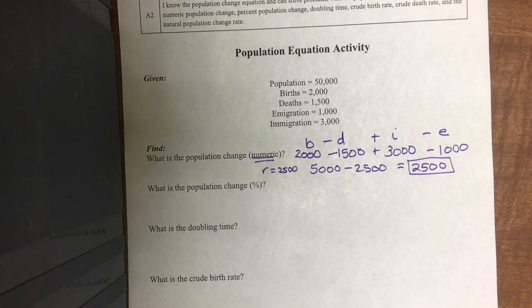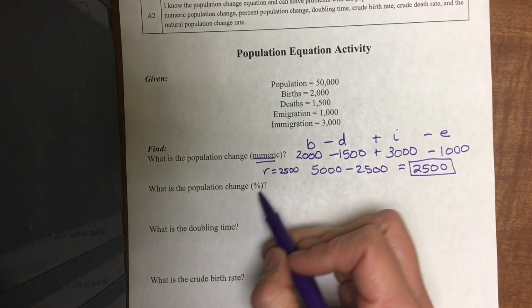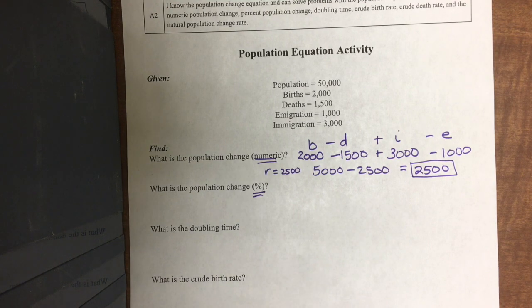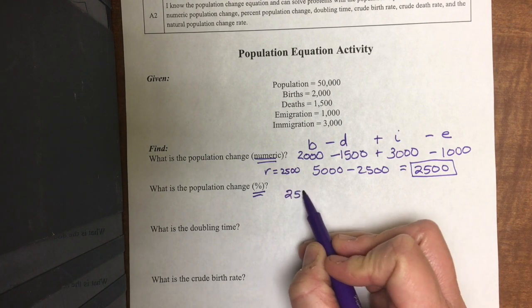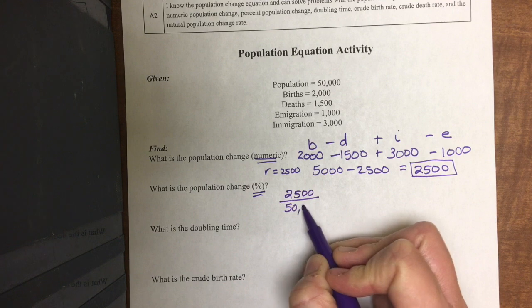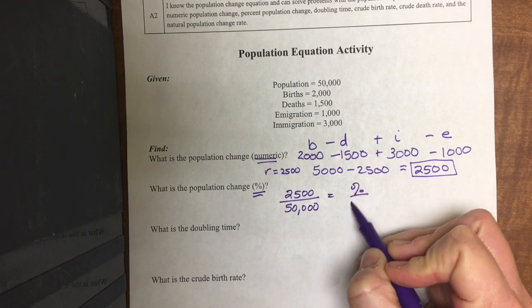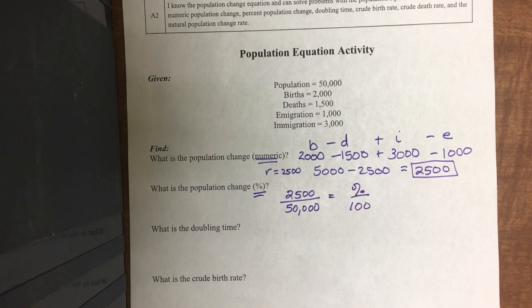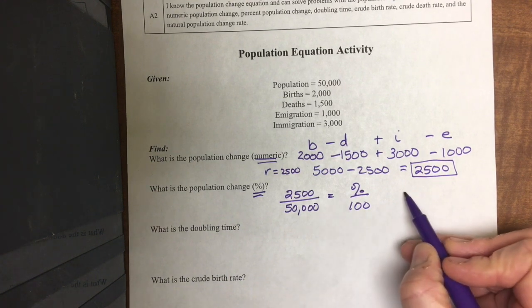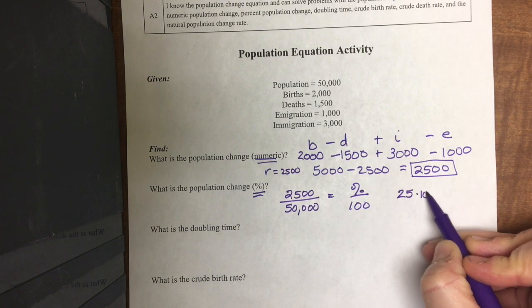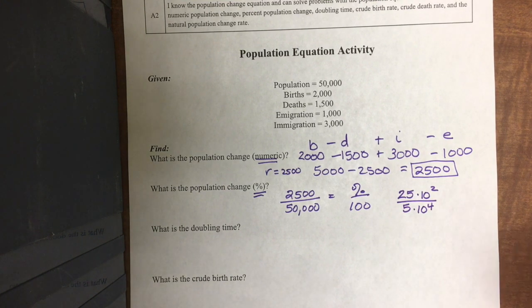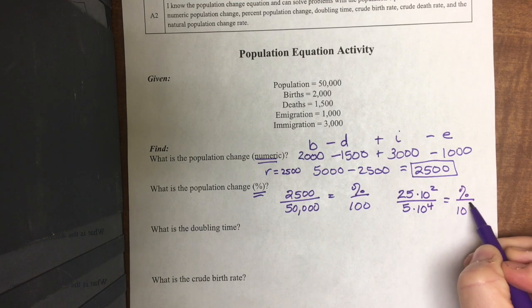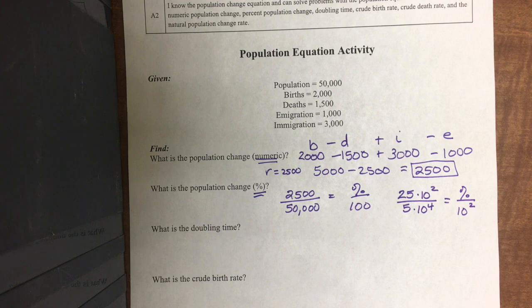The second one, is that a big change or not? I have no idea. So that's why we'll often see population change as a percent. The percent is that change, this R, over the total population, equals percent over 100. Now, I can go ahead and do all of this, or I love scientific notation. So I'm going to cross multiply, and say 25 times 10 squared divided by 5 times 10 to the fourth is percent over 100. All I did is rewrite in scientific notation.